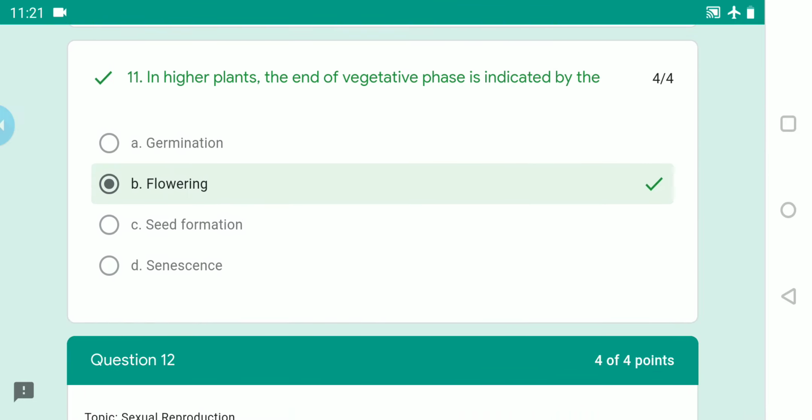In higher plants, the end of the vegetative phase is indicated by flowering. That is the indication of the end of the vegetative phase, and when the organism starts reproducing sexually, it is called the reproductive phase. Flowering is also an indication of the start of the reproductive phase.